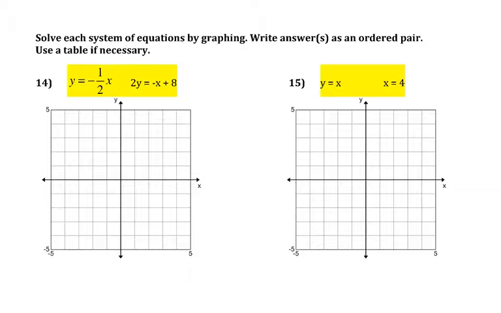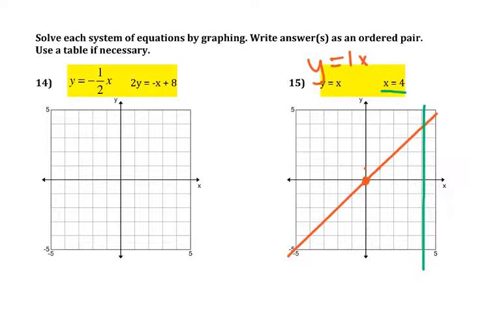Okay, for number 15, the first equation, y equals x, I did it in red. That just means y equals 1x, so my y-intercept is 0, my slope is 1, so up 1 over 1, and that's where I got the red line. The second equation that I did in green says x equals 4, so it's going to go through the x-axis at 4, so 1, 2, 3, 4, and I just do a vertical line. And so where do they meet? They meet right there, and so that ordered pair is (4, 4). Okay, remember the x and then the y. That's the solution.